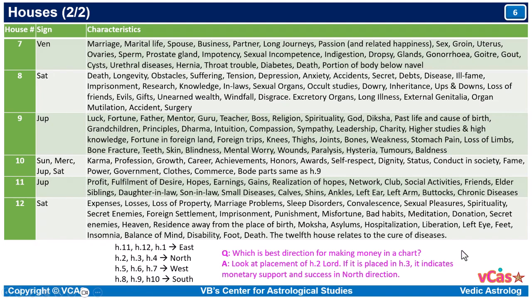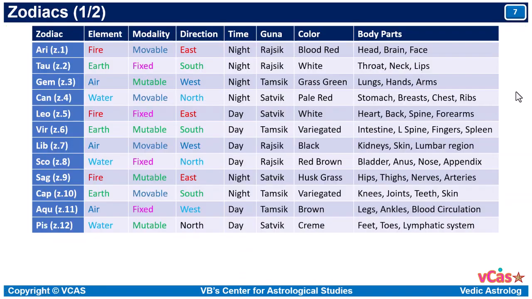If someone asks you what is the best direction for making money in a given chart, all you have to do is look at the placement of the Lord of house number 2. If it is placed in house number 3, it indicates monetary support and success in the north direction because house number 3 signifies north direction. There are 12 zodiacs or rashis in total.